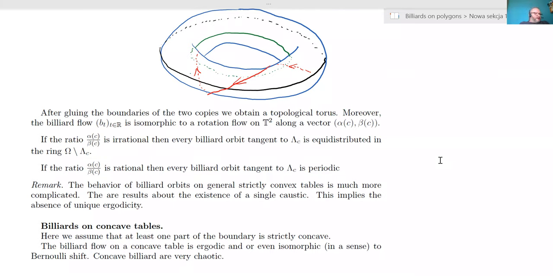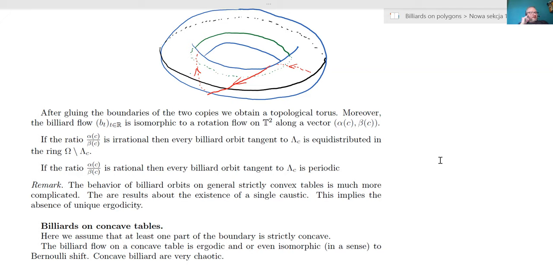And I should mention that the behavior of billiard flows on general strictly convex smooth tables is much more complicated. So only for ellipses we see such a clear description. And I should say that there are some results about the existence of caustics, but generally people can prove only the existence of a single caustic. Of course, this implies absence of unique ergodicity, but not much more. Much more is known for another class of billiards, but the dynamics is completely different.